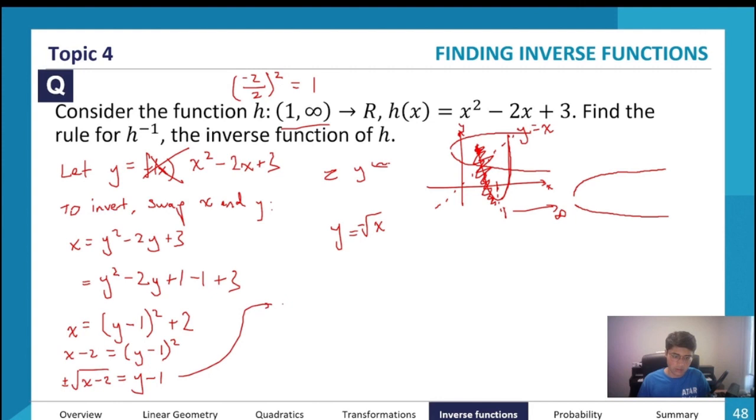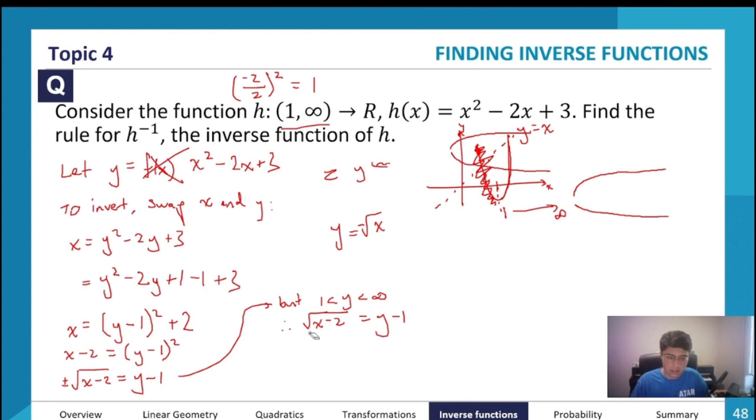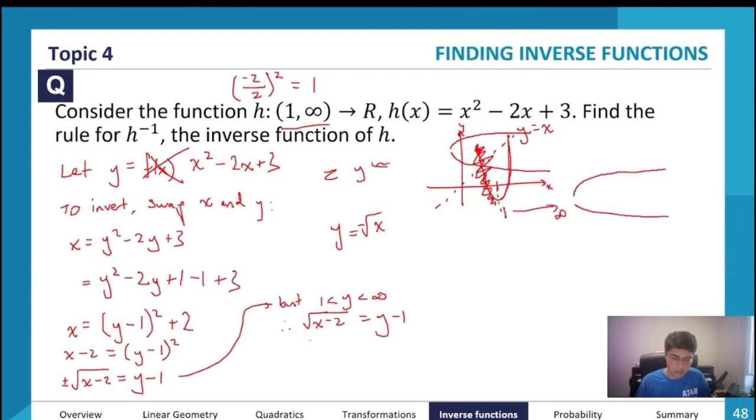So what we can do, we can write but 1 is smaller than y is smaller than infinity, and then you can write therefore root x minus 2 is equal to y minus 1. So this is enough, just saying but 1 is smaller than y is smaller than infinity. This is enough to explain your choice for selecting the positive branch. And then, of course, you can get rid of the plus or minus sign. We've selected the positive branch there. And then you can just go ahead and finish solving for y. So we get y equals root x minus 2 plus 1. And then we answer the question. H inverse is equal to square root of x minus 2 plus 1.